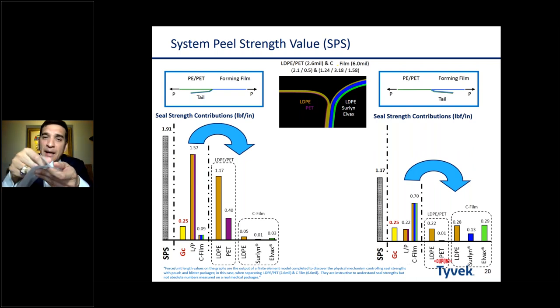But when I turn it around the other way and pull this way, I'm not deforming the LDPE on that side, or very little. I'm not deforming the polyester. So I'm not getting that much of an energy contribution. You can see in this example we're using a forming film, and even the forming film is not contributing greatly to the value we are seeing on the instrument. So, a very important point here: when we do peel strength data, we're not only measuring the seal integrity, but also the deformation of the different materials involved in the entire package.